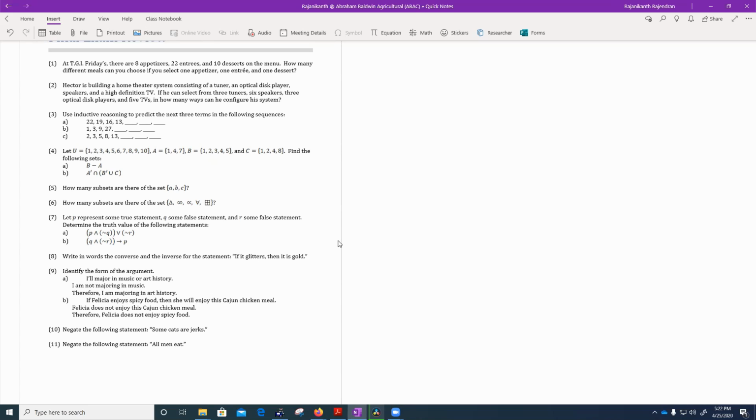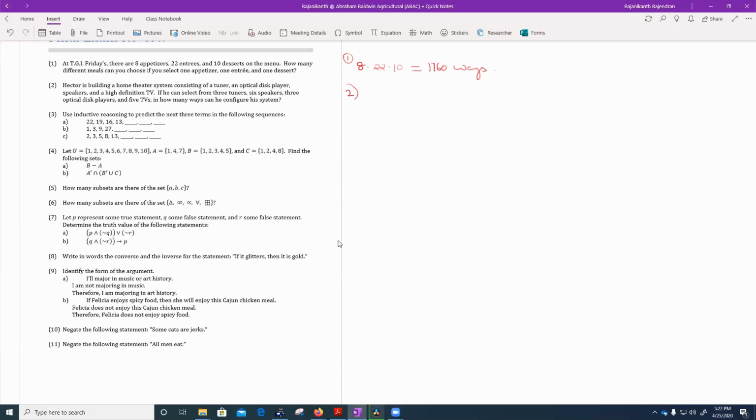So you are given 8 varieties for appetizers, and simply you need to multiply all the possibilities, right? 8, 22, 10. So you just multiply those 3 numbers, which is going to be 1760. This many ways we have.